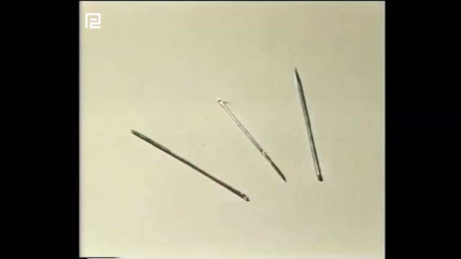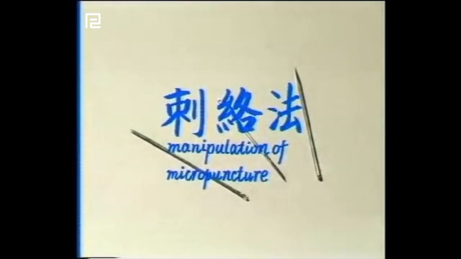Manipulation of micropuncture. For the type of excess heat, bloodletting the ear apex or the vein of posterior ear is used to purge heat and relieve pain.